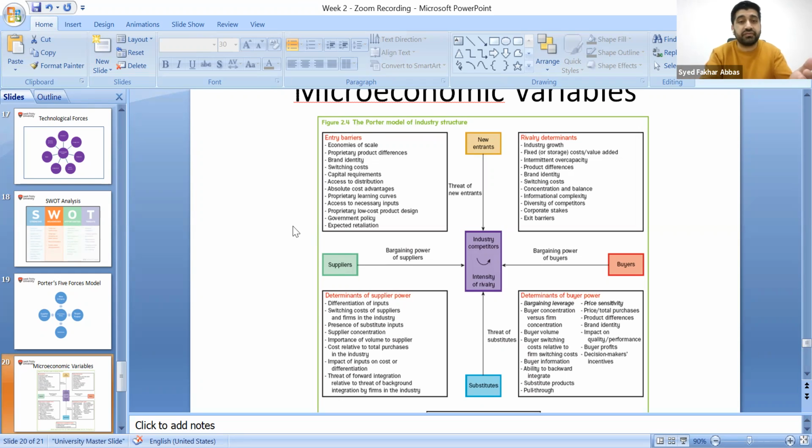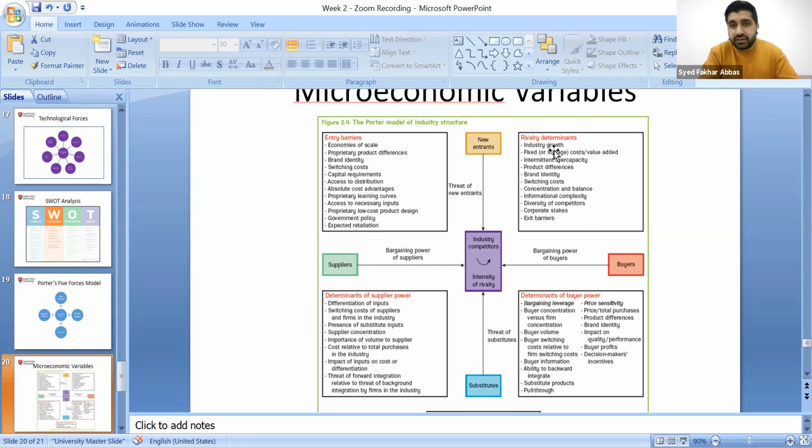Just like economies of scale, they will try to produce their products on a large scale, so the cost per unit decreases, and they can get maximum profit. So every company is basically trying to focus on these factors.